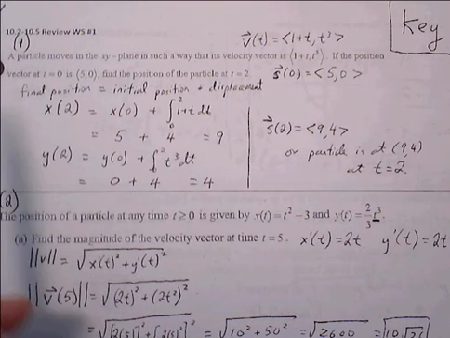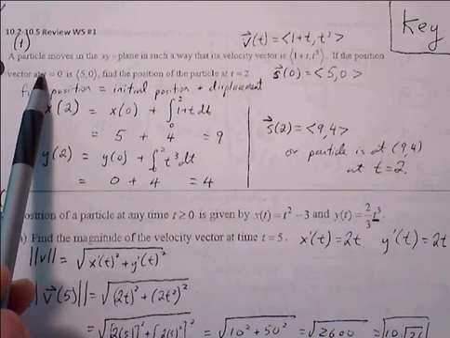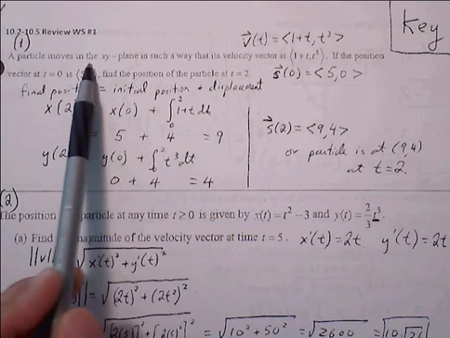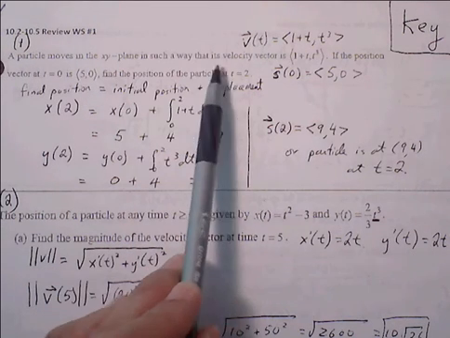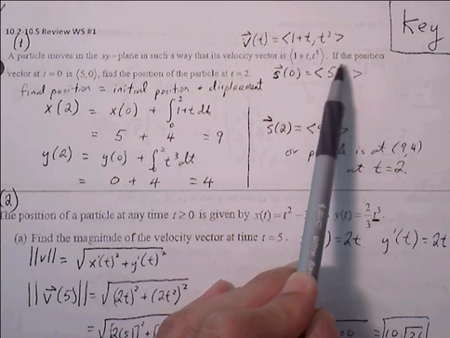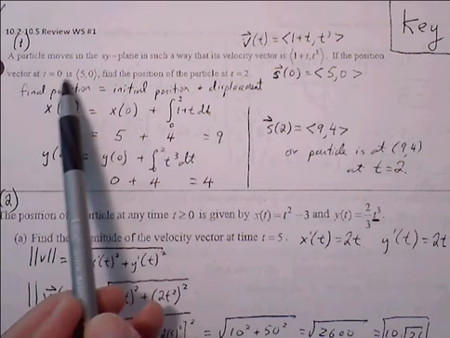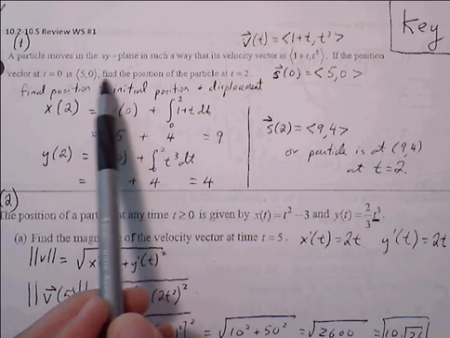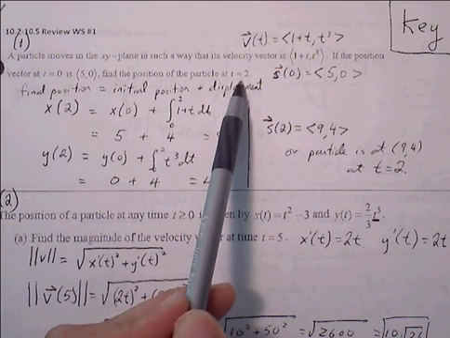We're looking at the 10.2 to 10.5 review worksheet number 1. A particle moves in the xy plane in such a way that the velocity vector, which is given here, if the position at t equals 0 is at (5, 0), find the position of the particle at t equals 2.